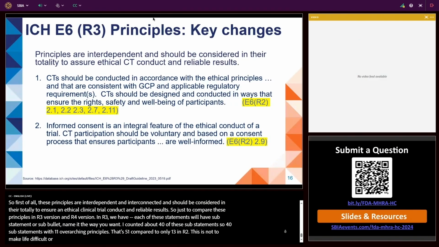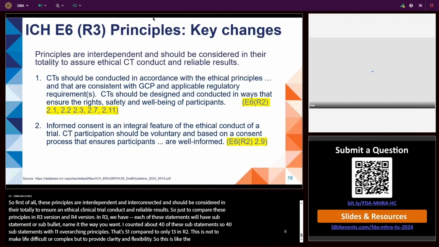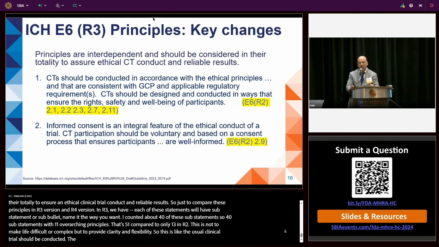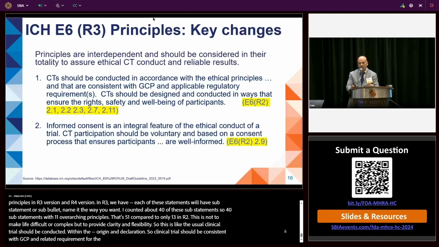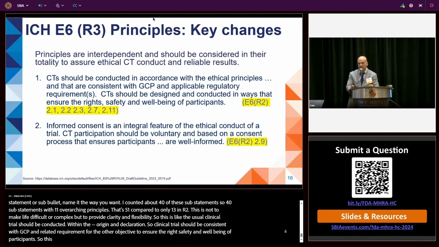So I'll go with principle 1. This is like the usual, clinical trial should be conducted in accordance with the ethical principle that have their origin in Declaration of Helsinki. So clinical trial should be consistent with GCP and regulatory requirement with the ultimate objective to ensure the rights, the safety, and the well-being of participants. So highlighted in yellow is cross-reference to the principle stated in R2. So even if you don't see these statements in the big principles, you will see them in the sub-point.